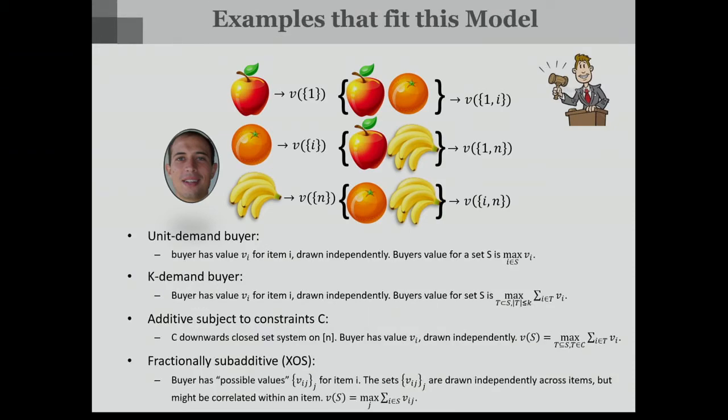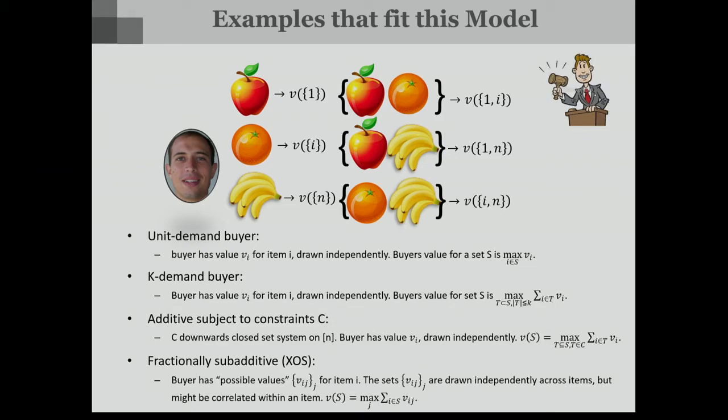Okay, so I want to give you a couple of examples, because the model is pretty abstract, of some distributions that do satisfy our assumptions. The first is maybe you have a unit demand buyer. So he has a value for each item that's drawn independently, and his value for a set of items is just his favorite item in that set. You could have a k-demand buyer where he has a value for each item drawn independently, and his value for a set of items is his favorite k items in that set. You could be additive up to more complex feasibility constraints, where you pick your favorite feasible set within whatever you're allocated and sum your values for every item in that set.